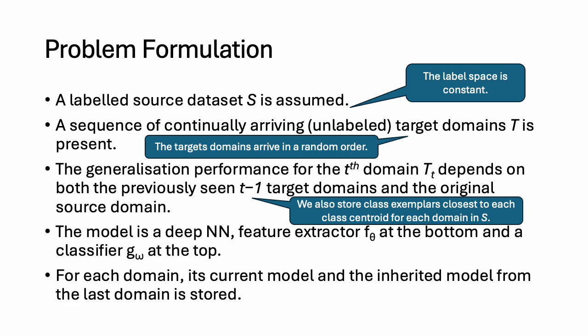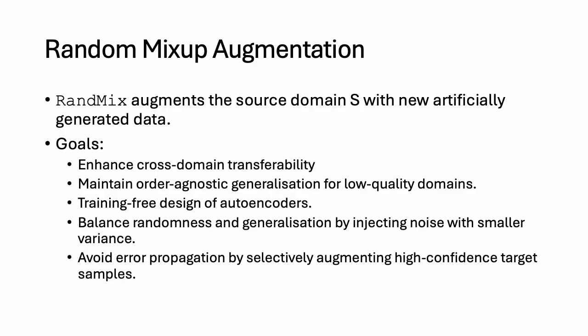The model is a deep neural network, feature extractor f theta at the bottom and a classifier g omega at the top. For each domain, its current model and the inherited model from the last domain is stored.